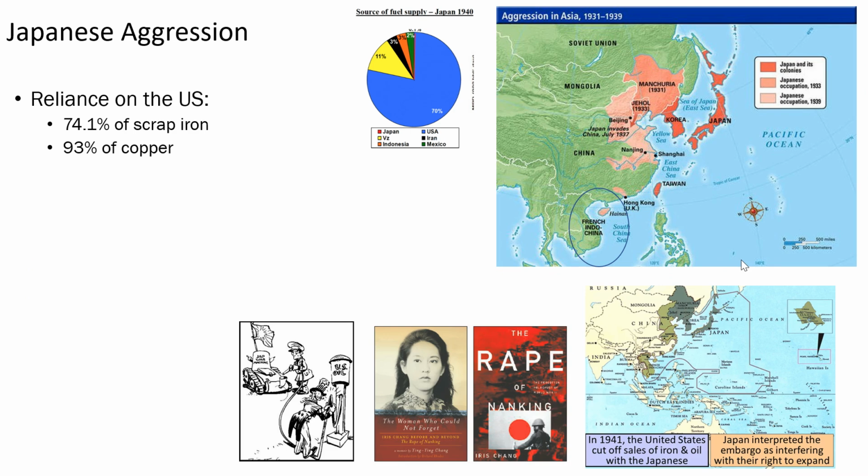But they rely on the US for those things, and they're going to use those things to be pretty dominant in the 1930s in their expansion. So, first off, they invade Manchuria.